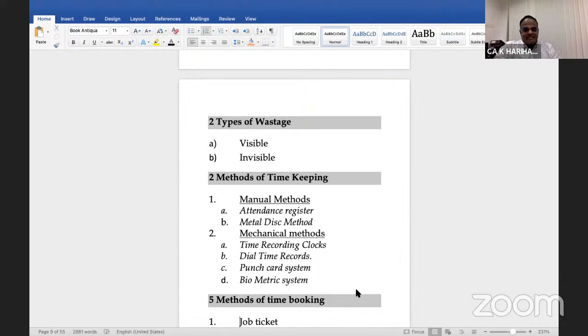Under the mechanical method, it may be time recording clock, dial time record, punch card, biometric system. These are four different methods of mechanical record. So under manual record: attendance register and metal disc method, whereas mechanical method: time recording clock, digital, that is dial time record, punch card, and biometric device.